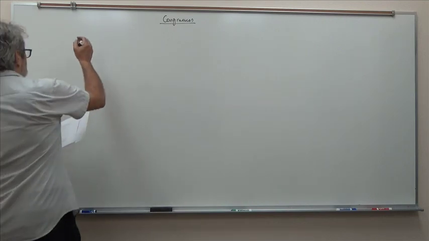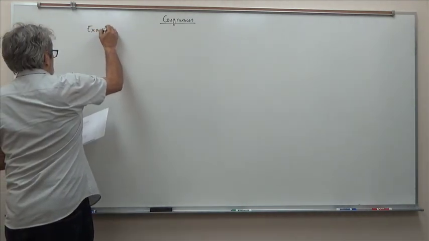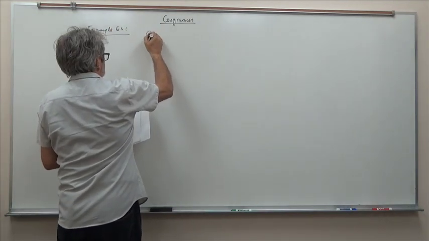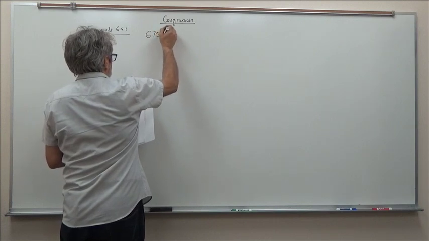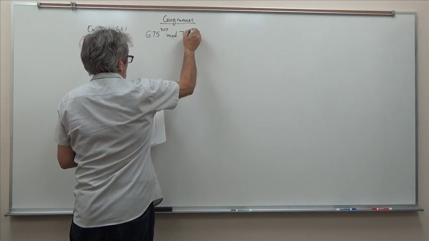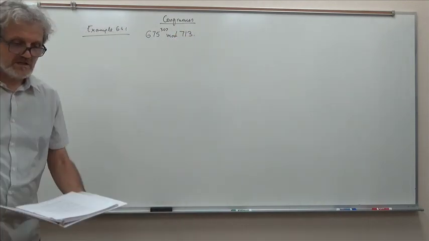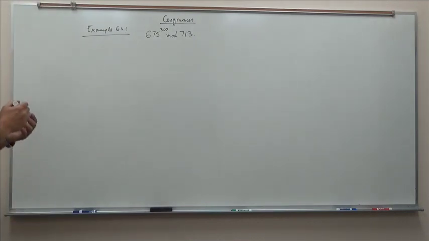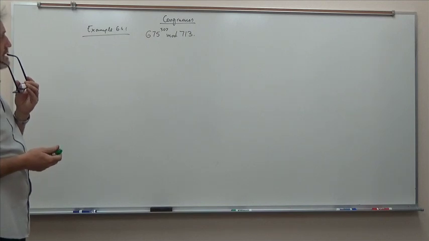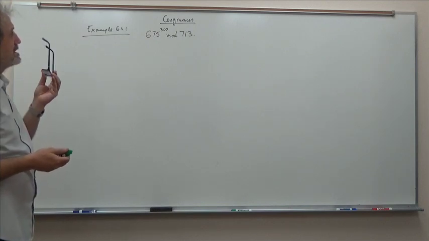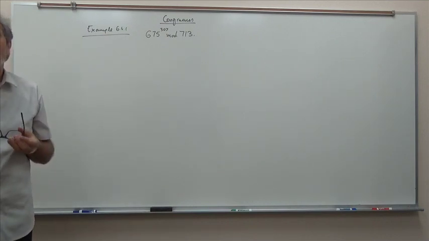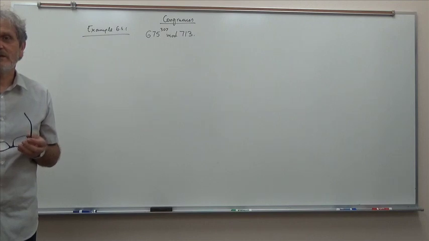All right, let's continue. Example 641. Calculate 675 to the power 307 mod 713. What's happening? It's a huge number, beyond the memory of your calculator. Our idea is not to calculate the number itself, but to see when I divide it by 713, how to find the remainder.